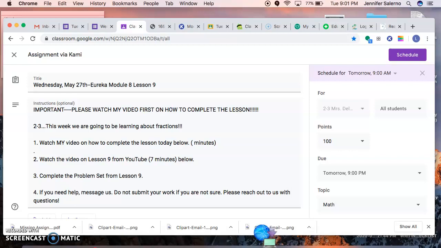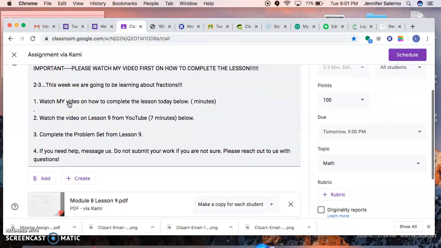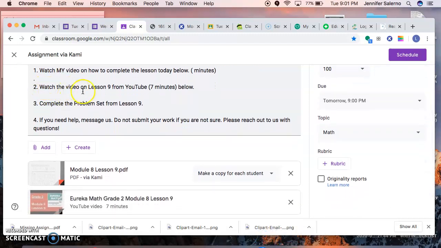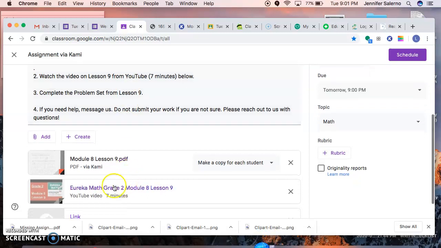So we're going to keep up with fractions, but now we're bringing in Eureka in regards to fractions. So let's go over our instructions. The very first thing is you're going to watch my video on how to complete the lesson. Then you also have the second video from YouTube, which is right down here on lesson 9. And then you're going to be completing the problem set from lesson 9. As always, if you need help, you're going to message us. Don't submit your work if you're confused. You could reach out to us and we will help you.